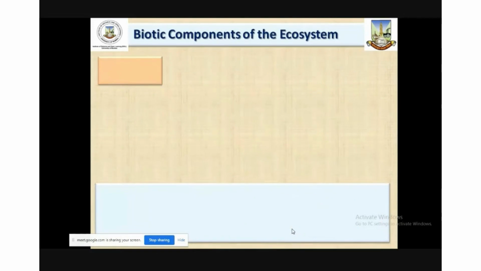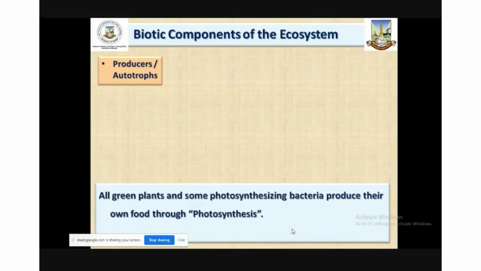Now, these are the abiotic components of the ecosystem. Let us try to understand the biotic components of the ecosystem. Biotic components of the ecosystem include three types of organisms: producers, consumers, and decomposers. Producers are also called autotrophs. Auto means self, troph means feeder. So the organisms which are self-feeders are called producers.